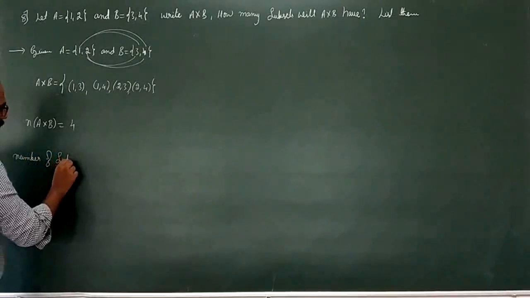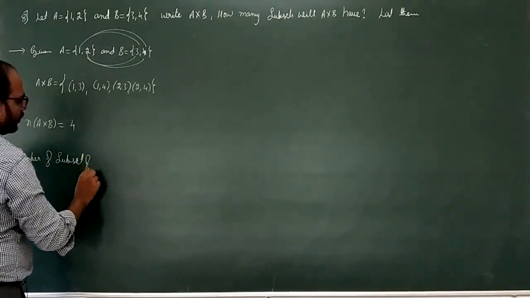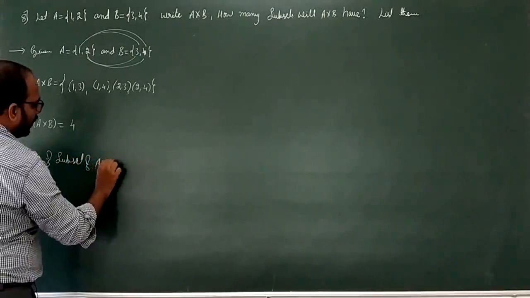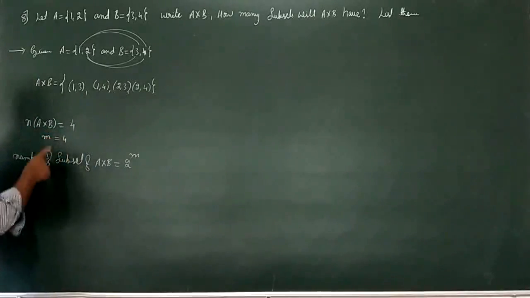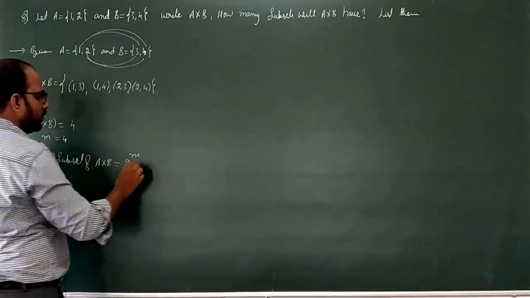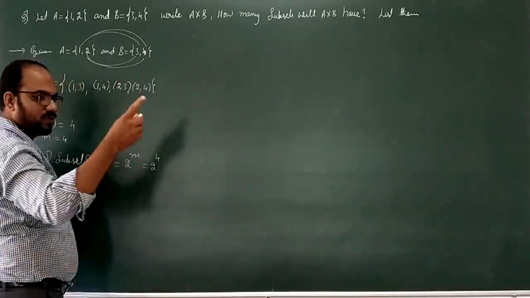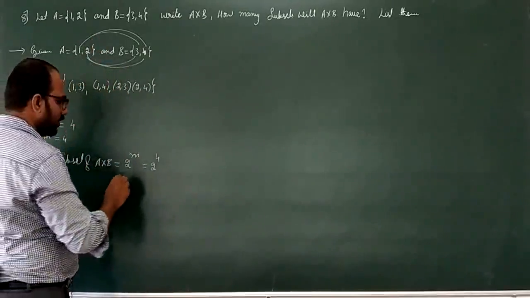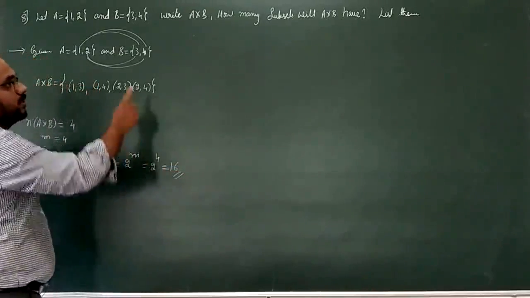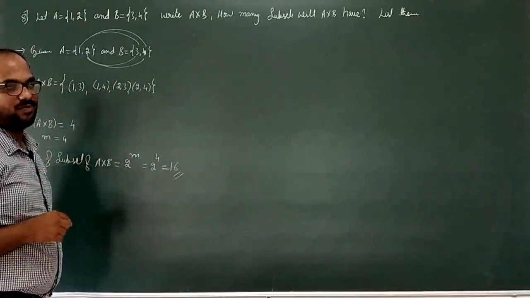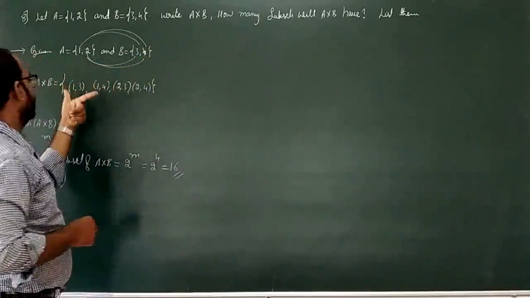Now the number of subsets of the Cartesian product of A and B is equal to 2 to the power of m. We can also call this m, the number of elements. That is 2 to the power of 4. 2 2s are 4, 4 2s are 8, 8 2s are 16. That is, 16 subsets are there. This is the solution: first write the Cartesian product of A and B.